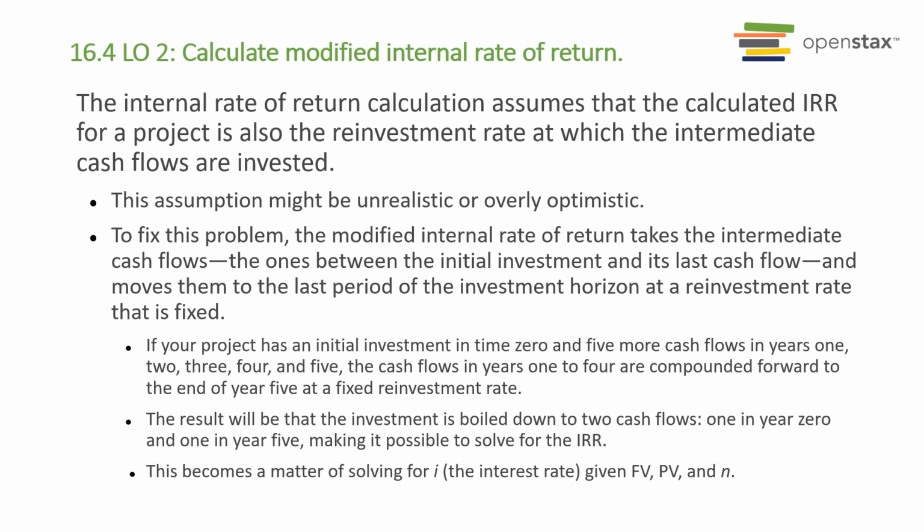If your project has an initial investment at time 0 and 5 more cash flows in years 1, 2, 3, 4, and 5, the cash flows in years 1 to 4 are compounded forward to the end of year 5 at a fixed reinvestment rate. The result will be that the investment is boiled down to two cash flows, one in year 0 and one in year 5, making it possible to solve for what's called the modified internal rate of return. This becomes a matter of solving for the interest rate, given the future value, present value, and number of periods.